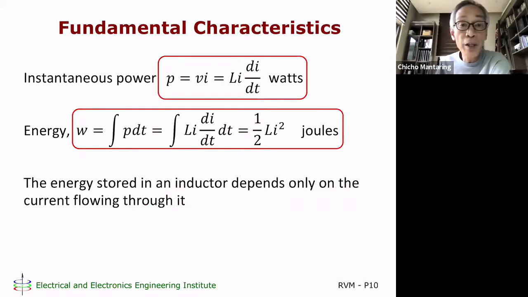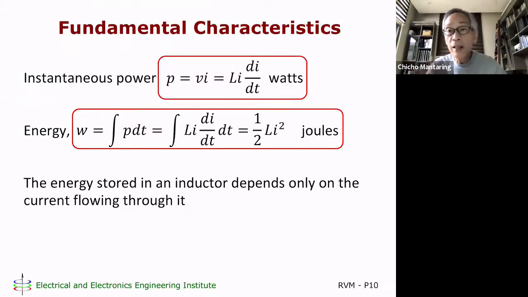Okay, same thing we did with capacitance. Expression for P is equal to VI, but V is equal to L di dt. So you just get this expression for P. And if you want to get an expression for energy, you integrate P with time. So that's the integral of P dt. And you come up with this expression, energy is 1/2 Li squared. In other words, the energy stored in an inductor depends only on the current flowing through it.